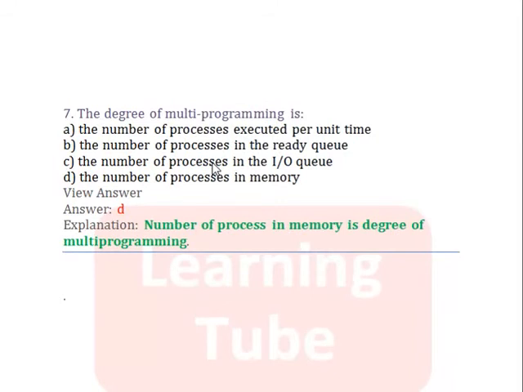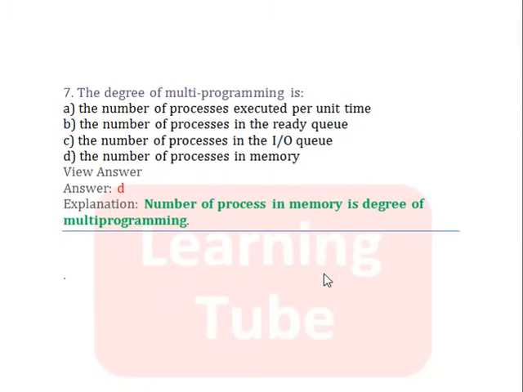Option D, the number of processes in memory. Yes, the number of processes in memory is the degree of multiprogramming. The number of processes in memory gives the degree of multiprogramming. So option D is correct, the number of processes in memory.